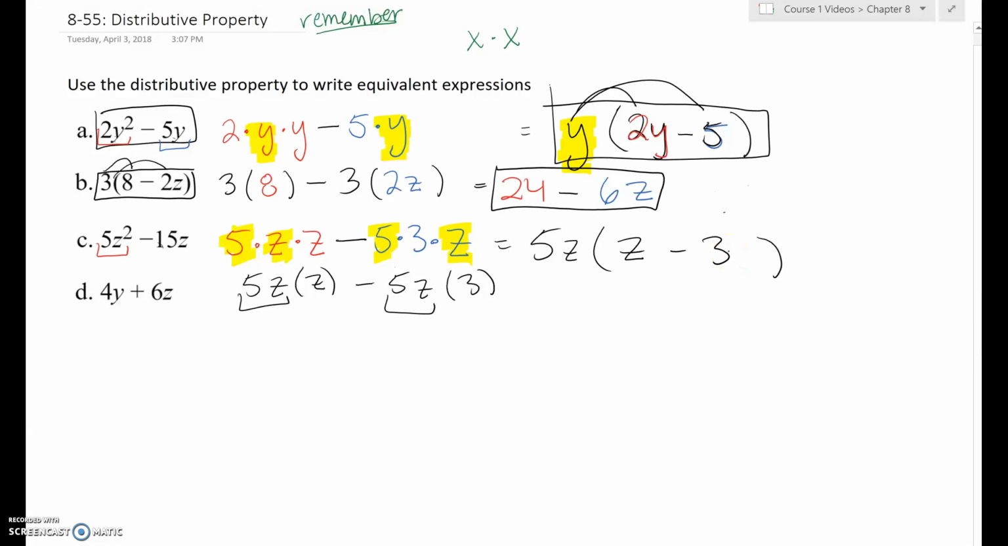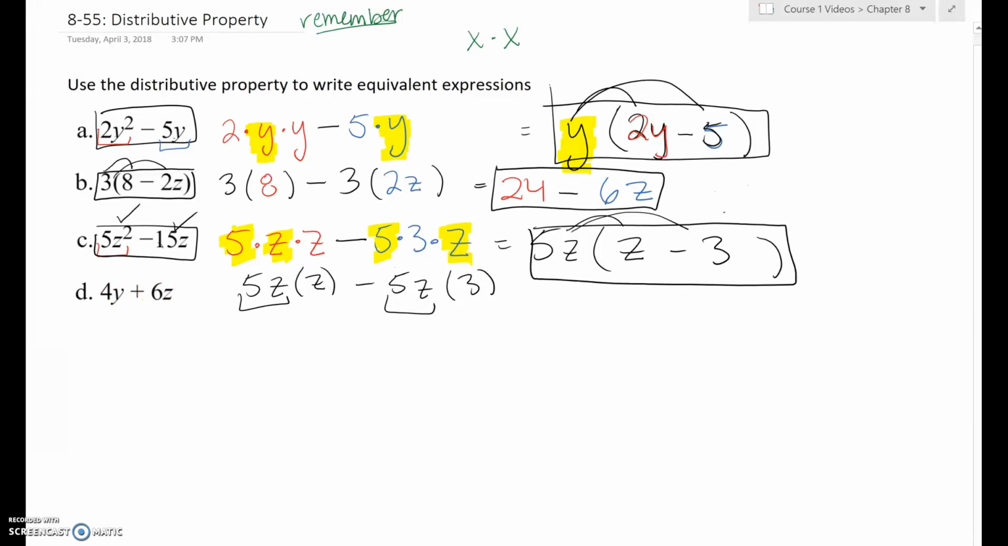So do a quick check. If I took 5z and multiplied it by z, I get 5z squared. And if I took 5z and multiplied it by 3, I would get 15z, and a subtraction in the middle. So this expression here is equivalent to this one here. They are the same. All right, last one.